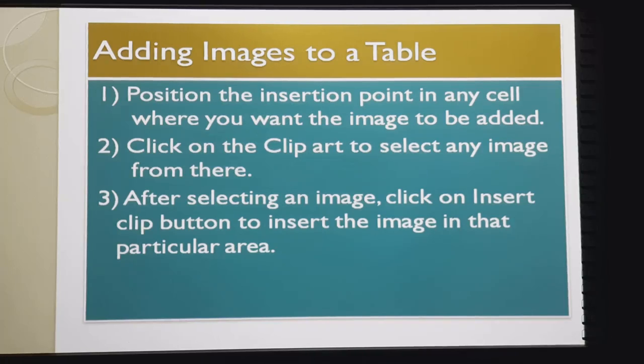So here we need to first position the insertion point in any cell where we want the image to be inserted. Now suppose there is a need for insertion of an image in cell, say, B2 or B3. Then we will place our cursor at that particular location and click on the clip art to select any image from there. After selecting the image, we need to click on the insert clip button to insert the image in that particular area. So let us see.